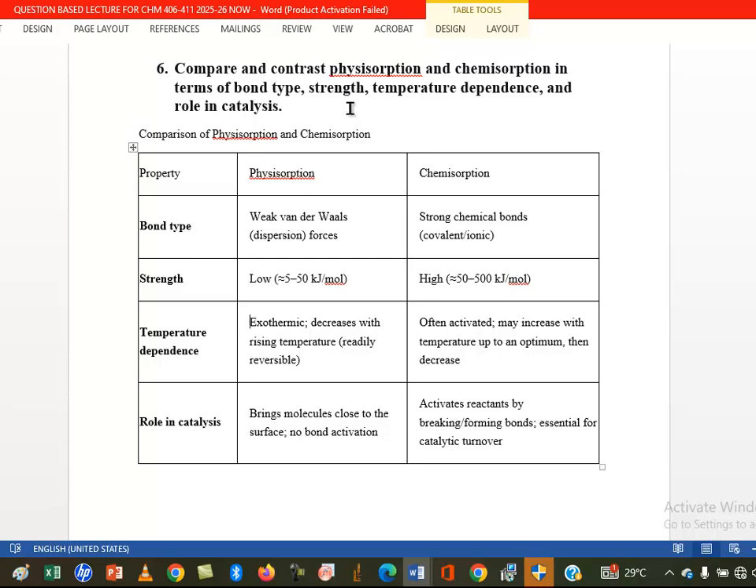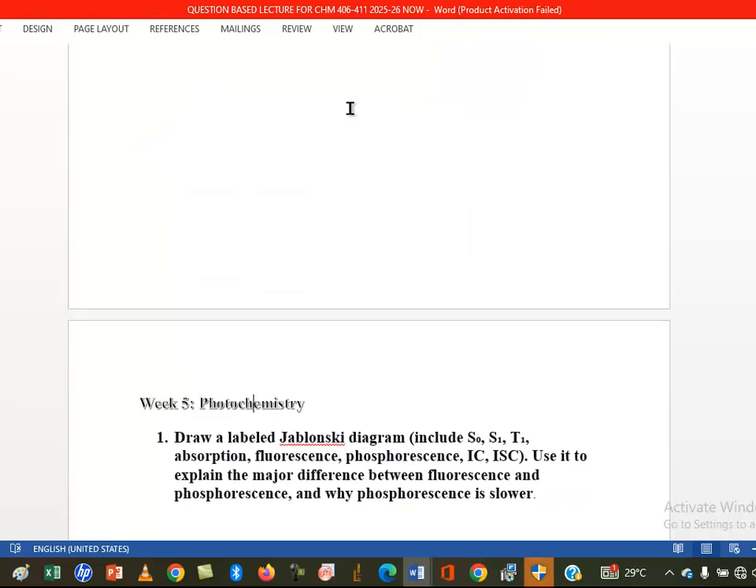Temperature dependence: physisorption is usually exothermic, while chemisorption is often activated. Now, the role in catalysis: physisorption brings the molecules close to the surface, that is just the job of physisorption. But chemisorption actually activates the reactants by breaking and forming bonds. That's how you compare the two.